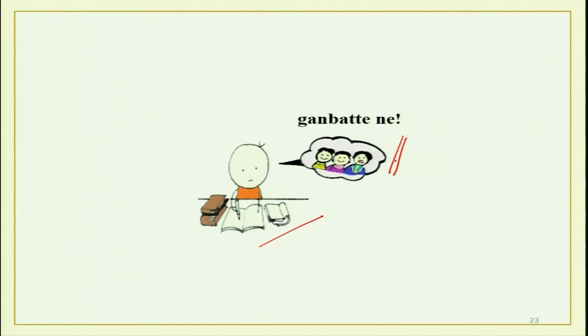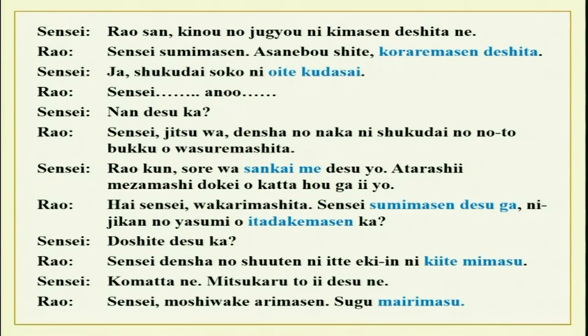So ashita shiken naru kara ima ganbatte ne. You can also use it as ganbarimashita kedo yoku dekimasen deshita. I tried very hard but could not do well. So ganbatte ne. Now there is another kaiwa which has polite form. I want you to listen to the kaiwa and then answer the questions. I will quickly tell you some of the words which you may not know.